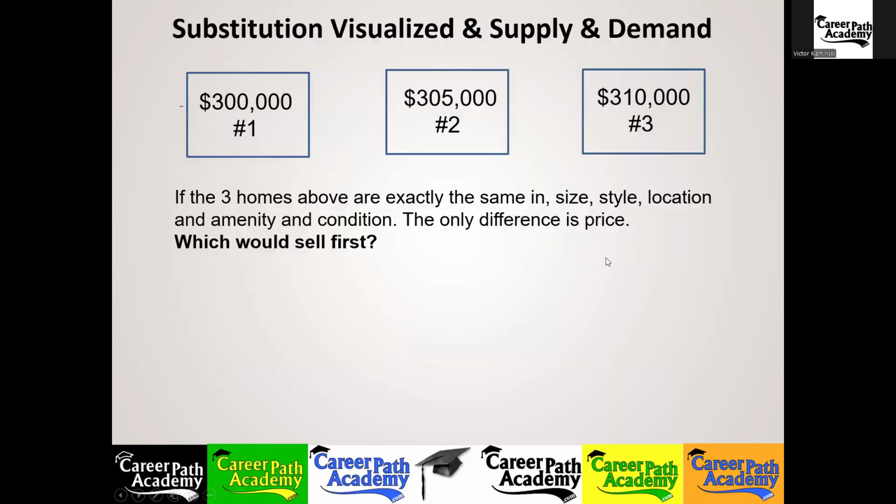Here's the theory of substitution. You've got three homes for sale, exactly the same size, style, location, and amenities. They're all corner properties. Which one would you buy? Home 1, 2, or 3 in this example? One. Why? Because it's the least expensive. Yeah, it's cheaper. Well, if they're all exactly the same, why would you pay more for the same? Right? So nobody will pay more if the same can be had for less.